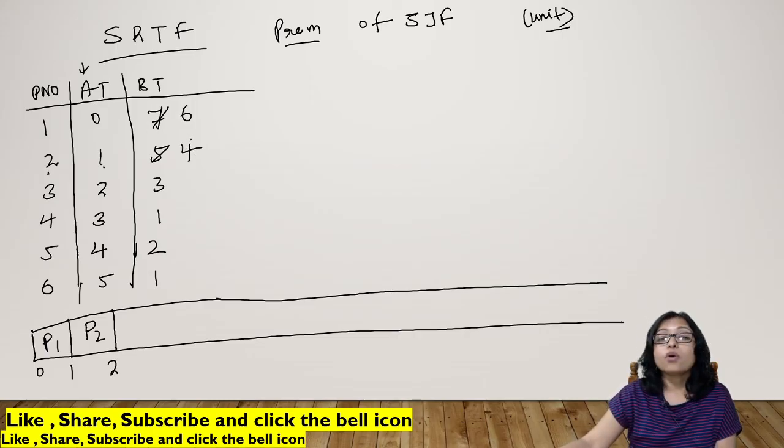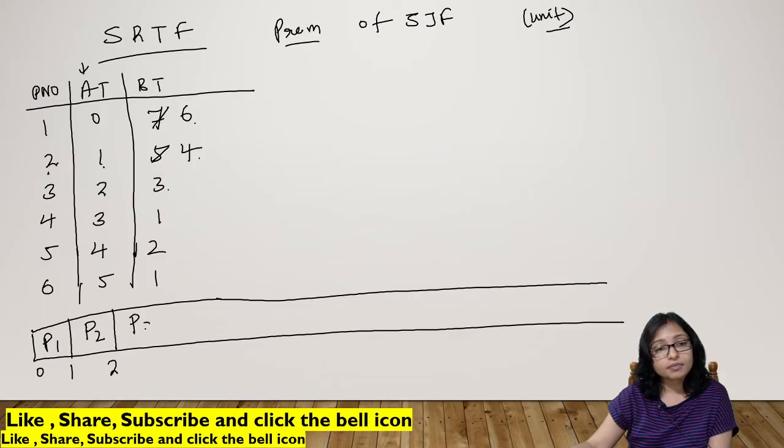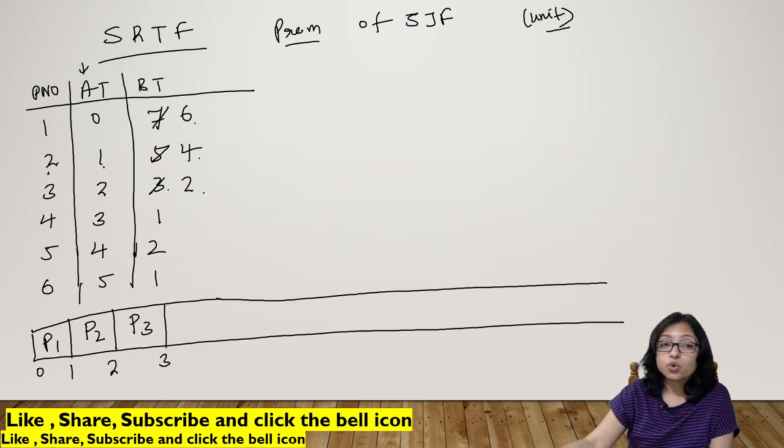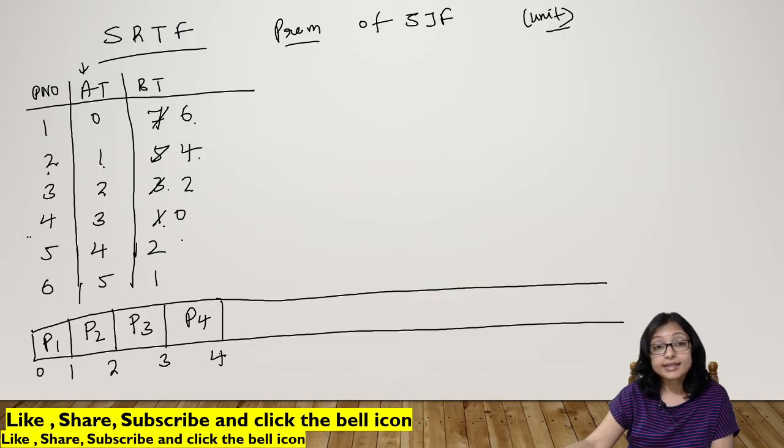Right? Now, at that time, who arrived? P3 arrived. And see here, it is remaining 6, it is remaining 4, and it is 3. So that's why P3 will get the chance, and P3 will run till 3. Now it is remaining 2. Okay. Now who arrived? Now P4 arrived. When P4 arrived, its remaining time is only 1. So P4 will get the chance, and P4 will do 1 unit of time, that is 4. And now this is 0. At that time, who arrived?